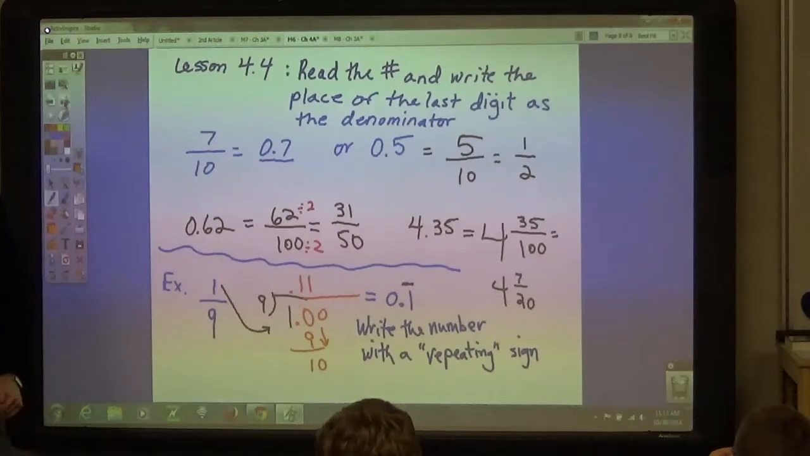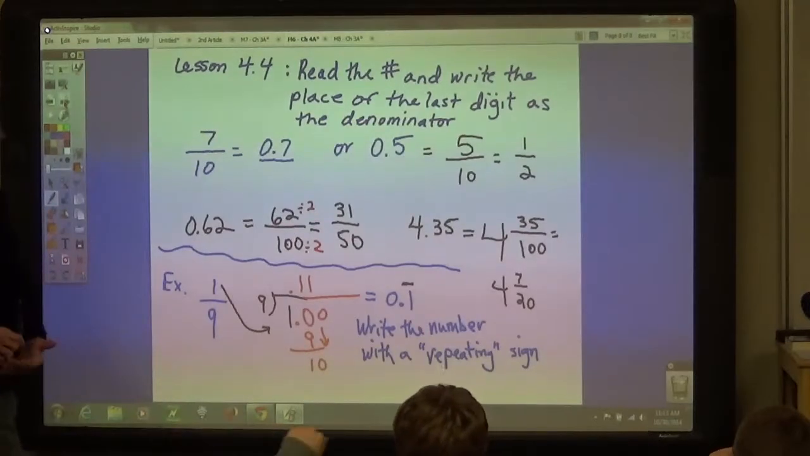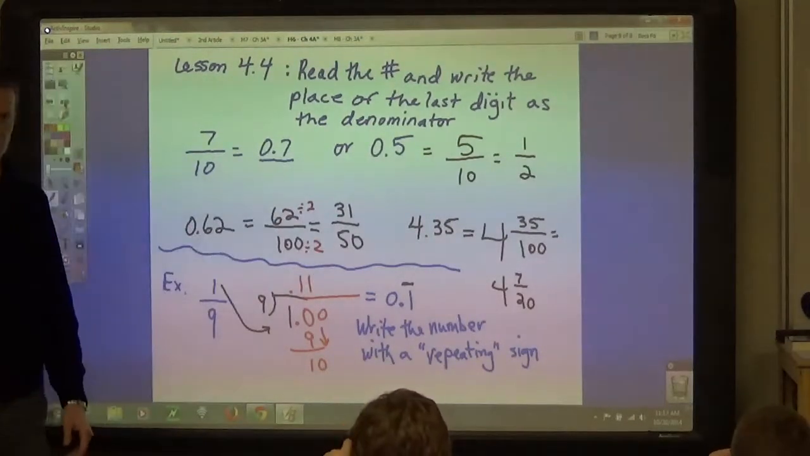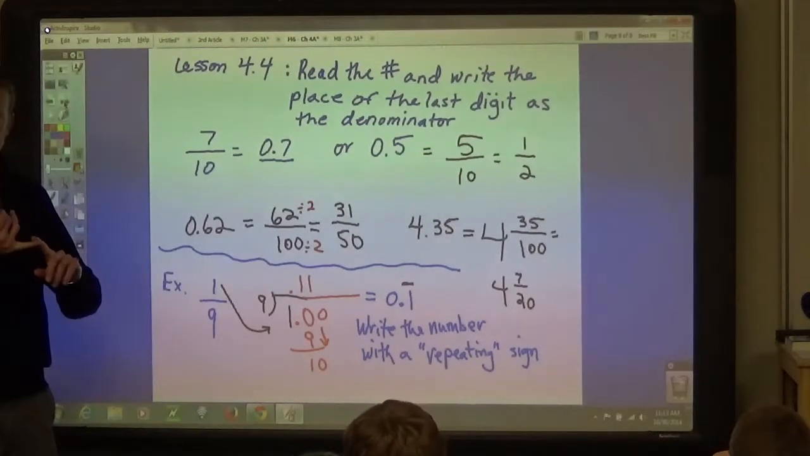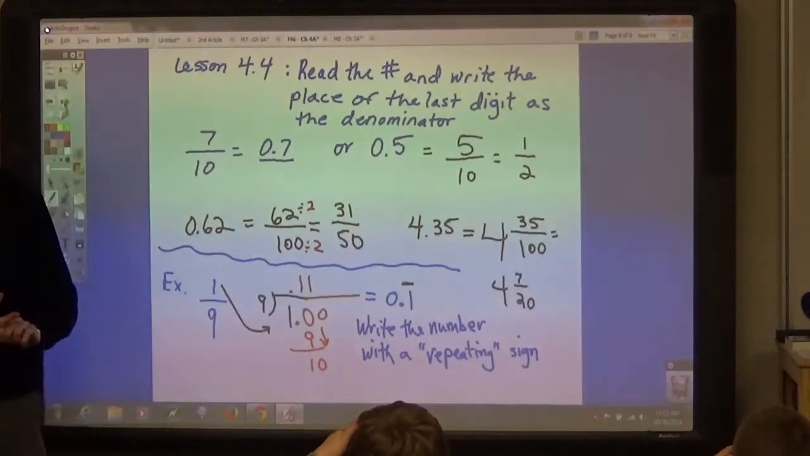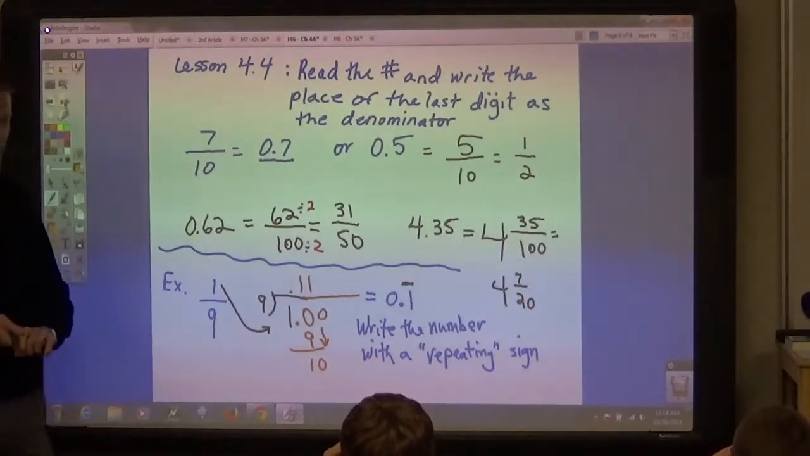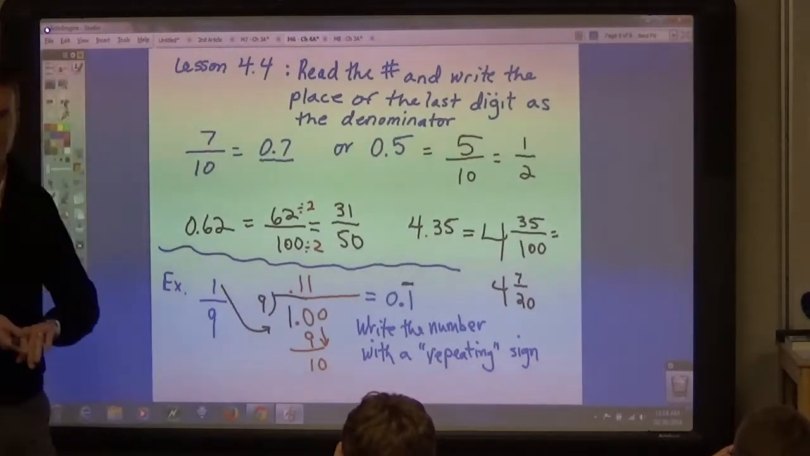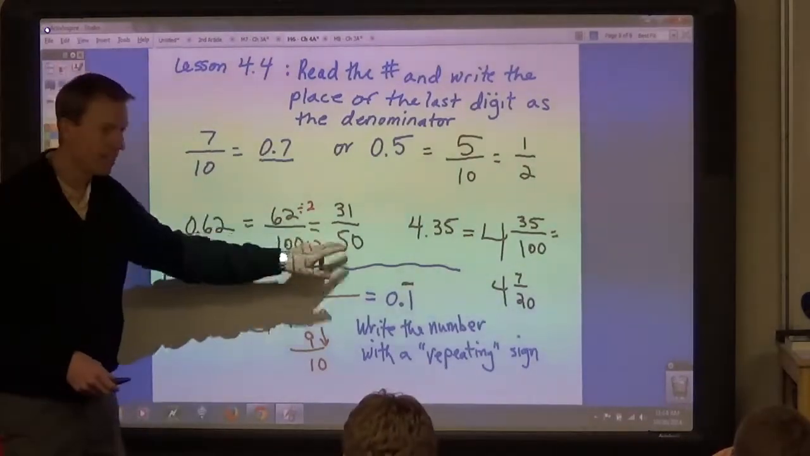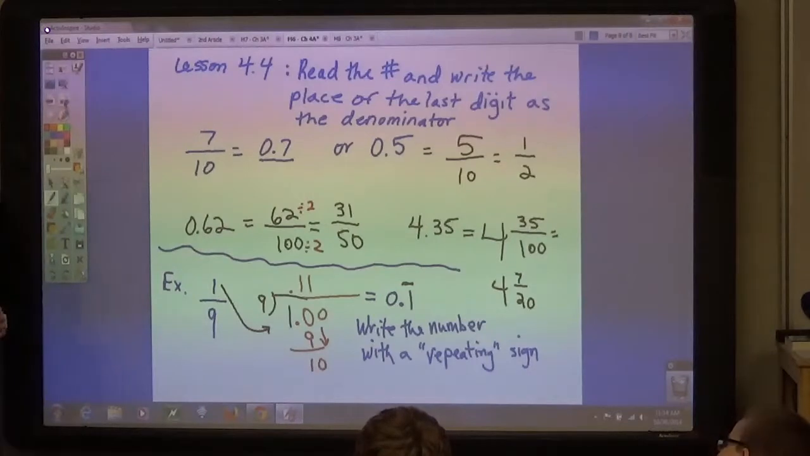Is that lowest terms? How do you know? 31 is prime. It's not divisible by 2. It's not divisible by 3. It's not divisible by 5, 7, 11, 13, 17, 19. It doesn't go into 50. So, it's probably a prime number. It is a prime number.